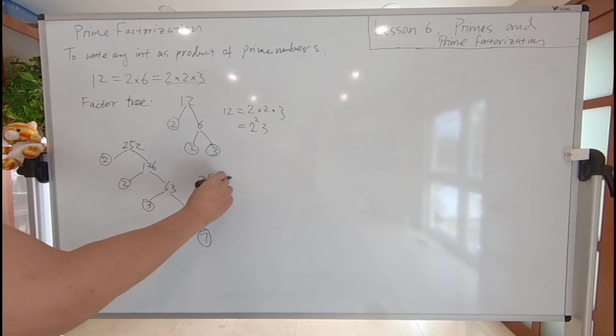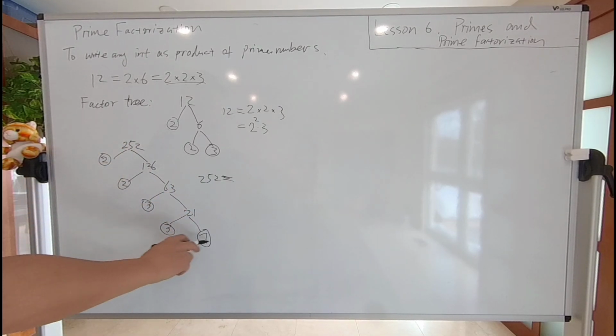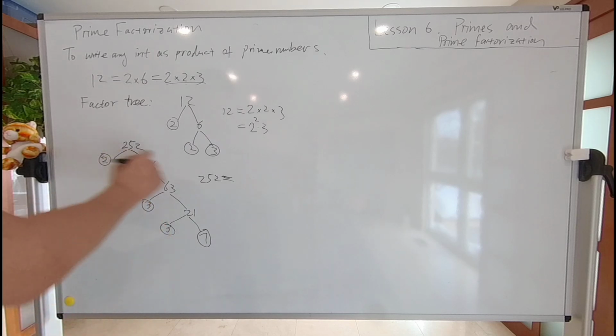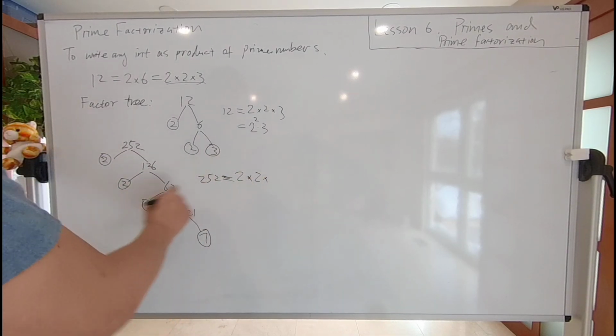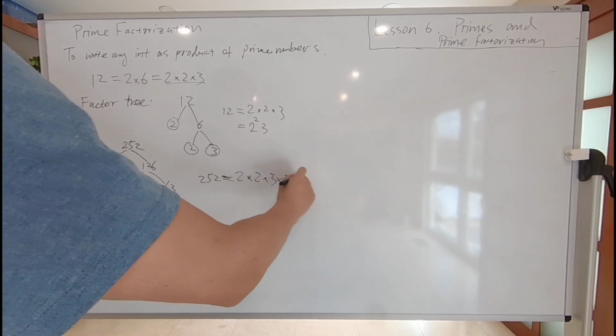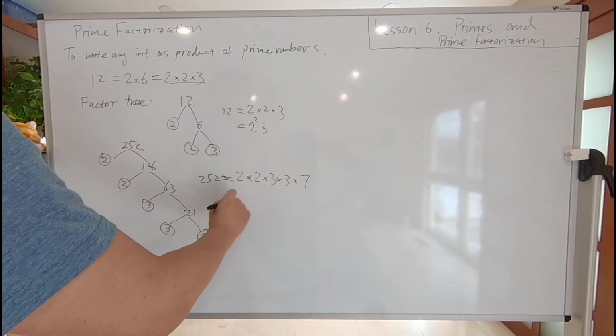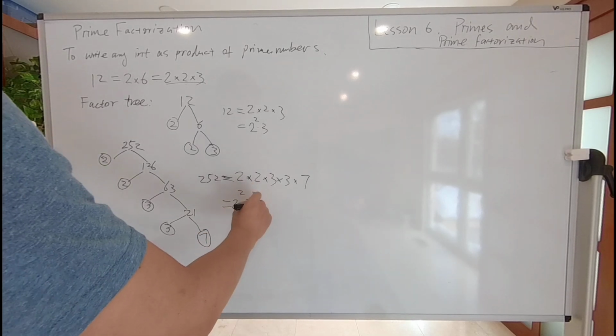So then I can write them together. Again, I don't bother with the numbers in the middle. I only care about the numbers by the end. So it's 2 times 2 times 3 times this 3 and times this 7. And then I can further write it in the compact form of 2 squared times 3 squared times 7.